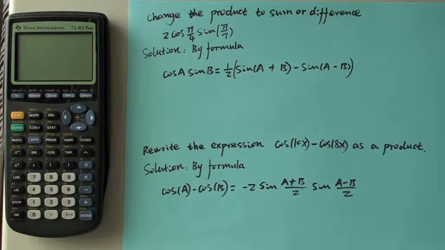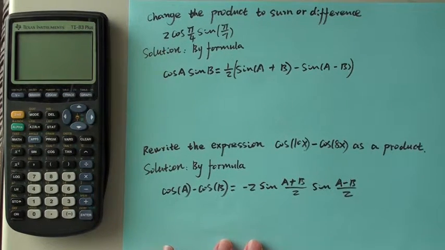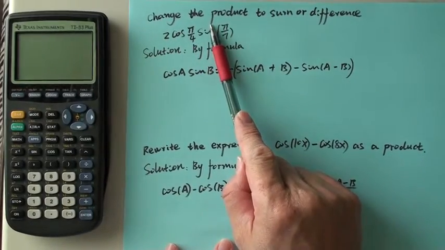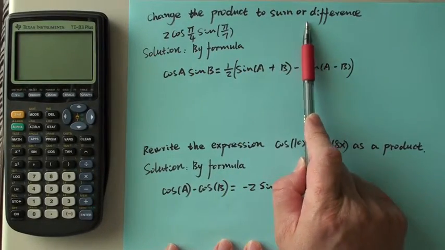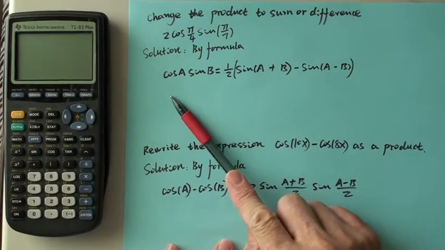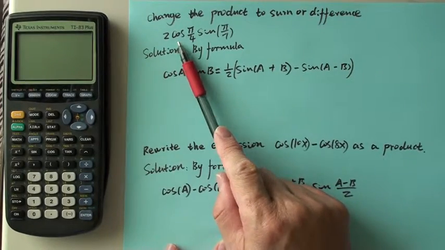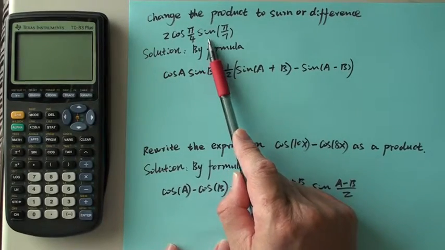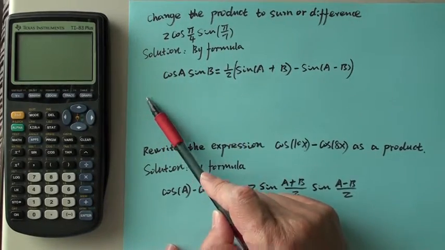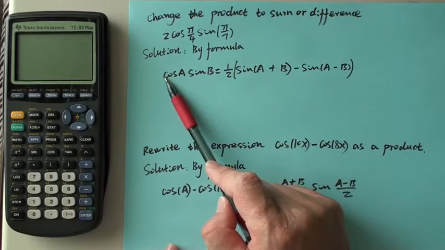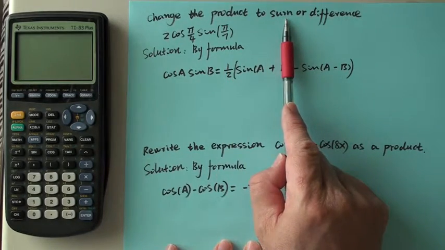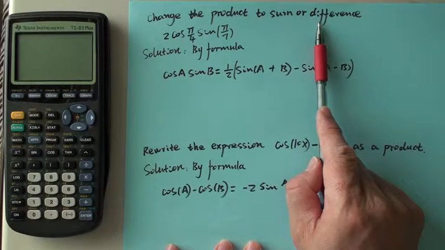In this lecture, we'll look at a few examples. The first one is to change the product to a sum or difference. Here we have 2 times cosine pi over 4 times sine pi over 7. That's a product. We want to change this to a sum or a difference.